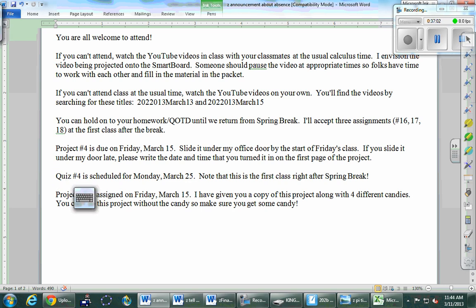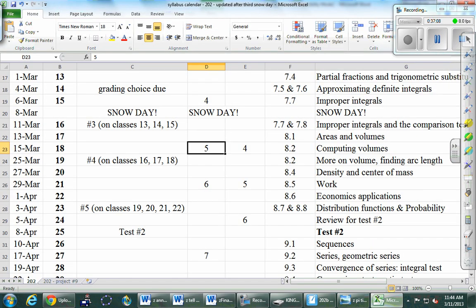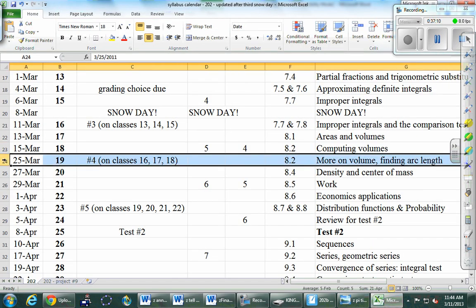Quiz number 4 is scheduled for Monday, March 25th. It's not this coming week, but I'm just putting it out there that the very first thing that's going to happen when you come back from spring break is a welcome back quiz, okay? Just putting it out there. That's first thing. So you can show up 10 minutes early.